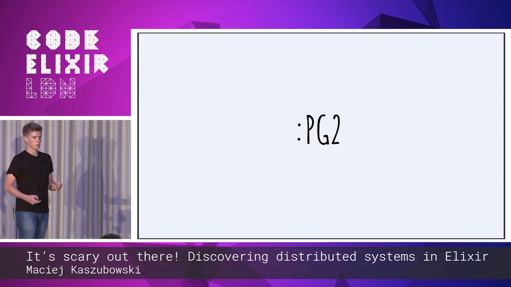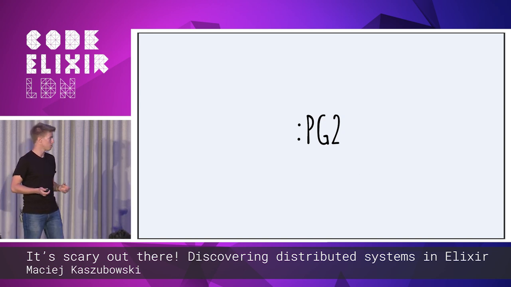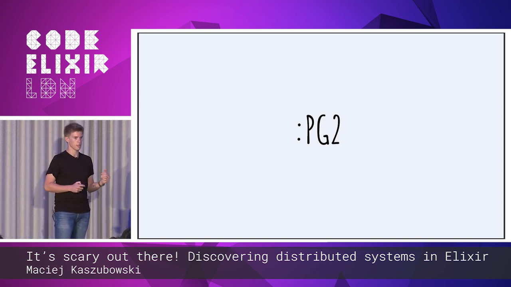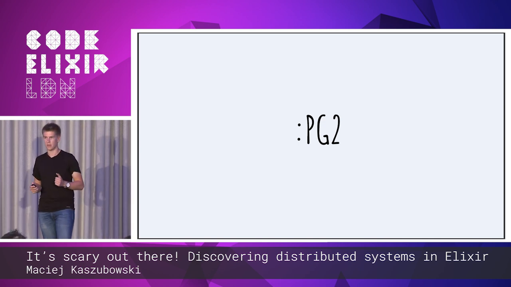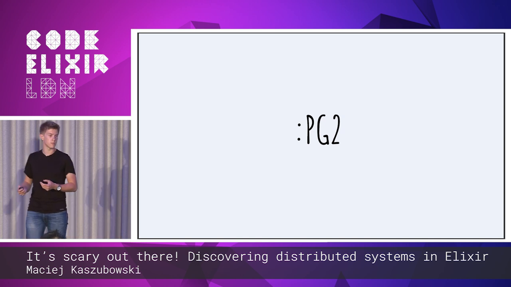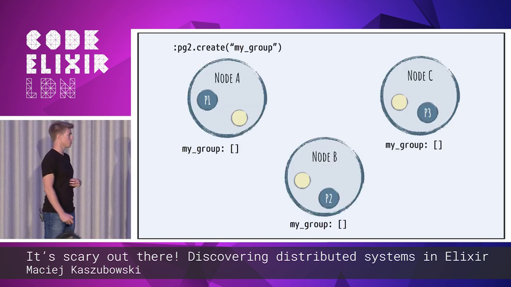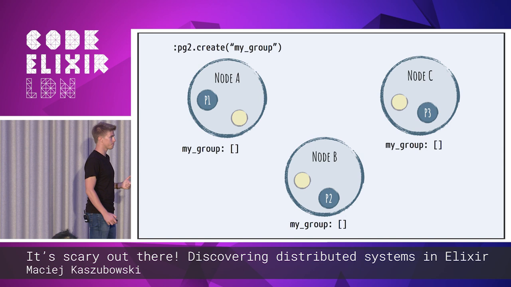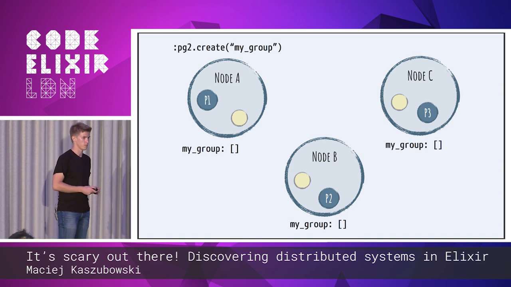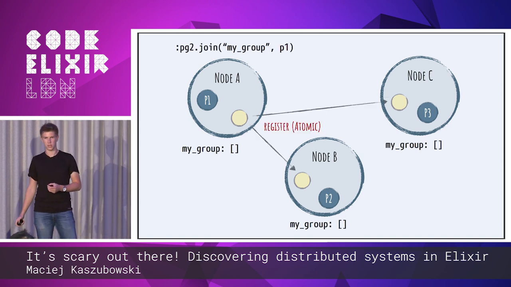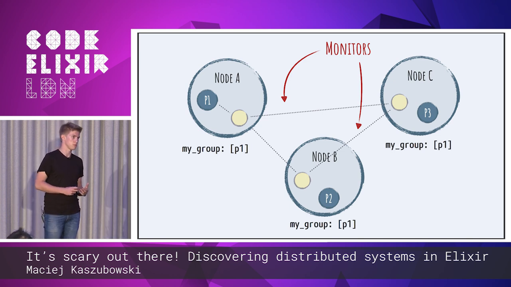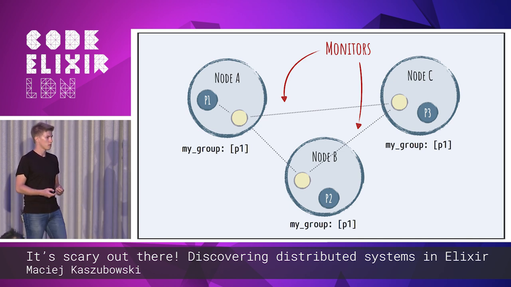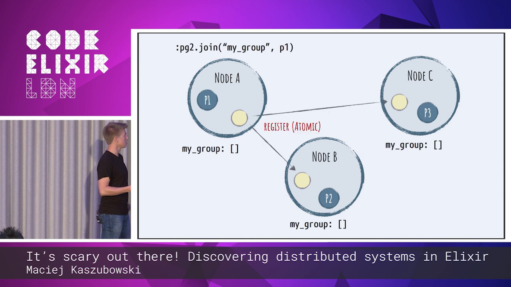Then we can move on to process groups. So we have pg2 that takes care of creating groups of PIDs under some names. We can create a group by calling pg2 create, and we pass a group name. And then we can try to add some processes to this group.